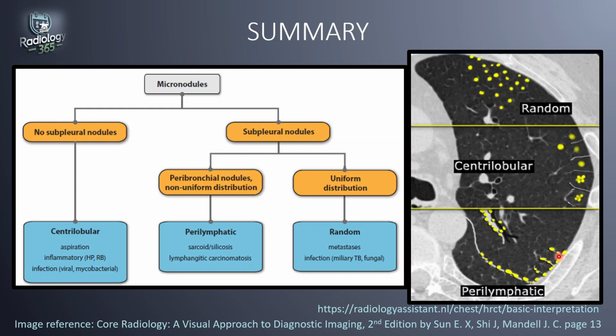If they are a combination of perilymphatic and centrilobular but not specific to either one of them, we would say they are random, where we see some in the subpleural regions, some along the septi, and some appearing central. Then our differentials would include metastasis, infection, among others.